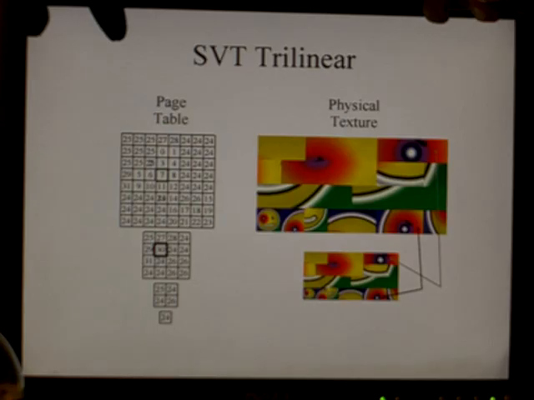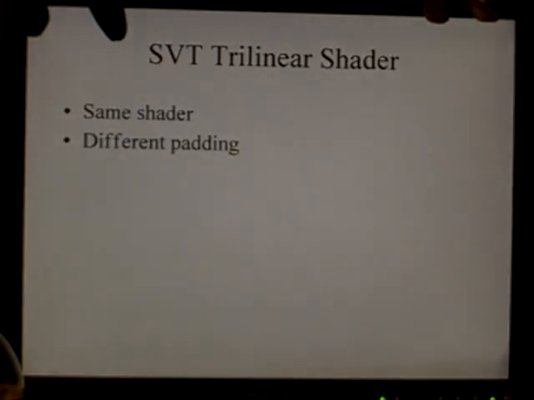So all I need to do is make sure that these 2 pieces of data match: the once-MIPed data for one MIP level matches the raw data for the other MIP level. I need to make sure those match. As long as those have exactly the same texels in them, then that transition will be seamless. So basically I'm going to use the same shader, and I need to put in more padding. That seems like it basically works, but there's a problem.